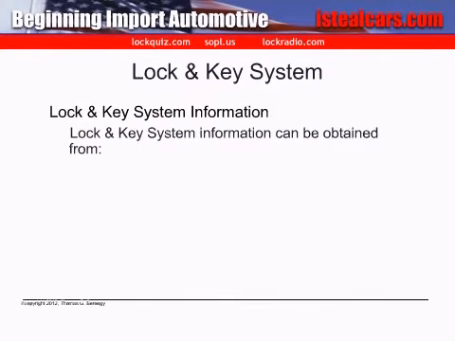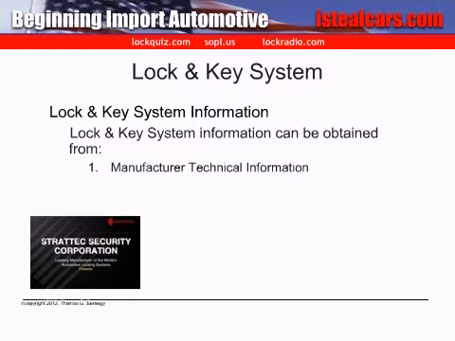Lock and key information is critical to the automotive locksmith. The challenge, however, is knowing where such information can be found or obtained. The following are good sources for this information. Probably the best provider for lock and key system information, especially for key code and key blank information, are either the manufacturers of the cars or the company that produces the original equipment locks and keys for the manufacturer. Strattec is a good example of an original equipment lock and key manufacturer that provides all the lock and key system information necessary to the locksmith.